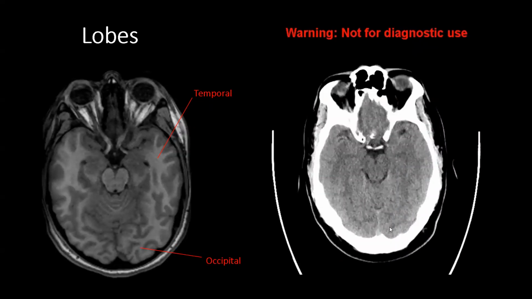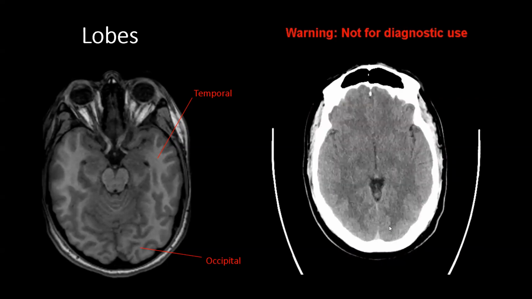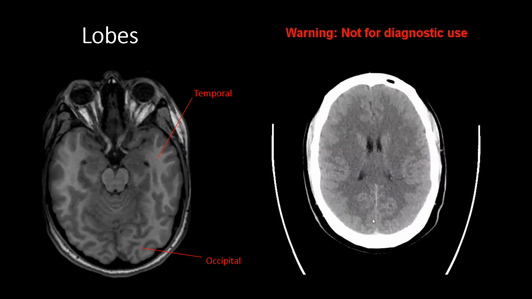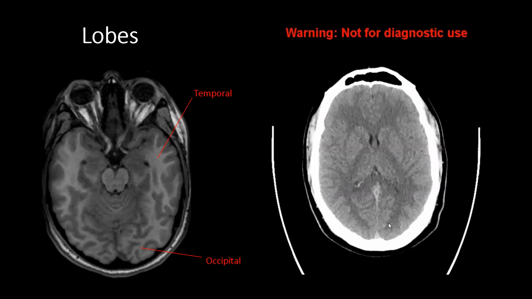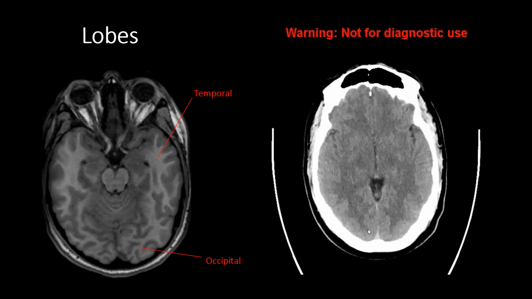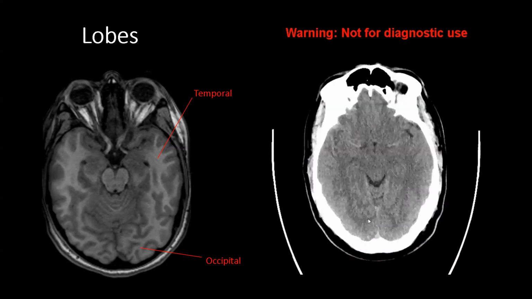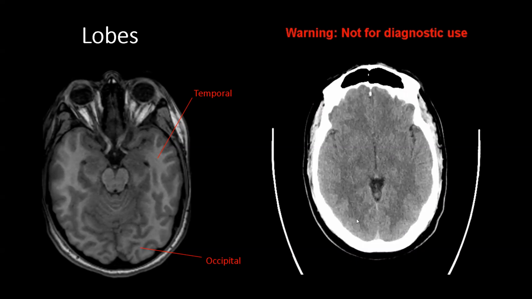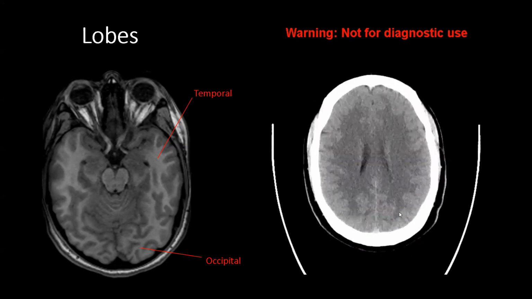Posteriorly, the posterior-most aspect of the brain, we have occipital lobe. And the fissures that divide it between the temporal lobe, parietal lobe, and occipital lobe are also not well seen on axial imaging, but it occupies this posterior-most space of the brain as we scroll through.